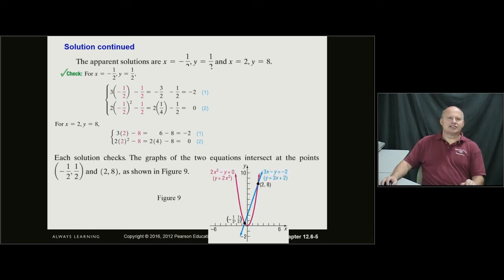So each solution checks. The graphs of the two equations intersect at the points (negative 1/2, 1/2) and (2, 8), as shown in this figure 9 again. So I'm just going to pull the same graph up from the previous slide just to remind you that the two graphs were supposed to cross at (2, 8) and (negative 1/2, 1/2). Okay? So the substitution works exactly the way substitution worked back in 8.1.